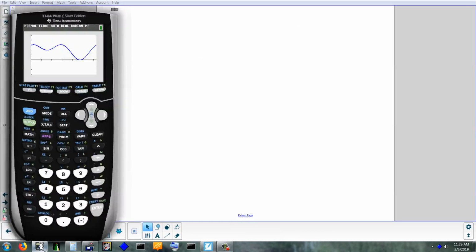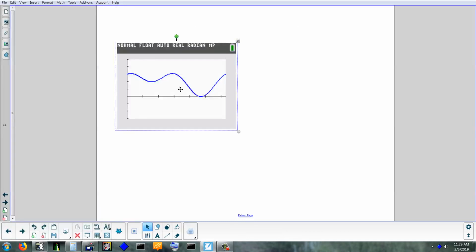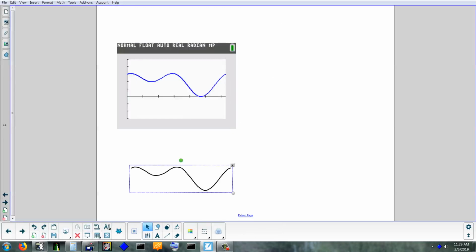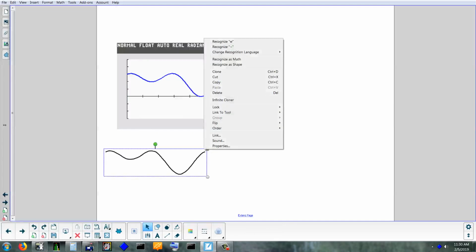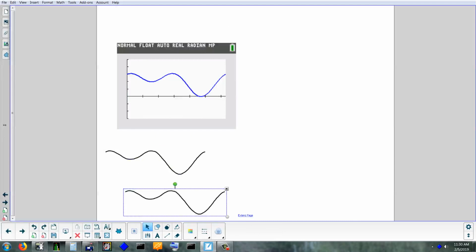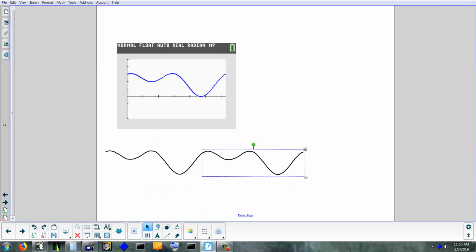Let me trace it somewhat carefully. And let me just move it down here. So that's one cycle. If you wanted to see what it would look like with 2 cycles, all you do is you take that, make a copy of it, and if you set your window correctly, the beginning and the end should match up. Perfect. Just like that. So there's 2 cycles of your graph. And if you did it again, here's a 3rd cycle.